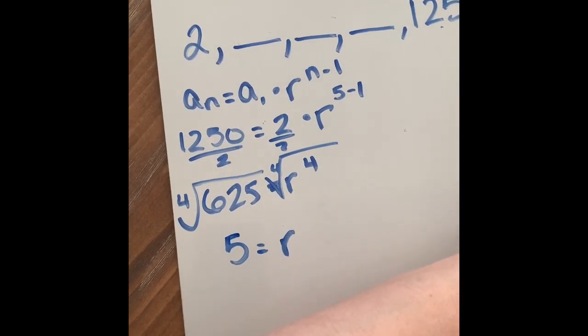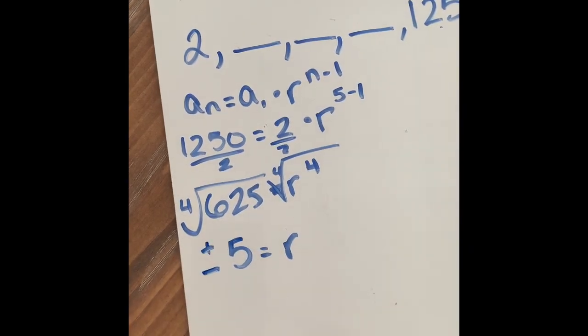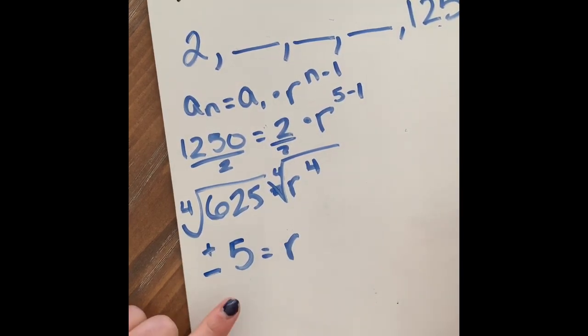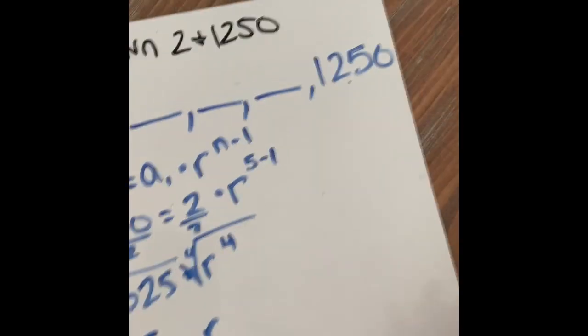Remember, anytime you have an even index, there are actually 2 answers. You have to account for the plus and the minus, so the positive as well as the negative answers. So notice that there are actually 2 solutions to this problem: one with the positive r value and one with the negative r value. So let's go ahead and list them.